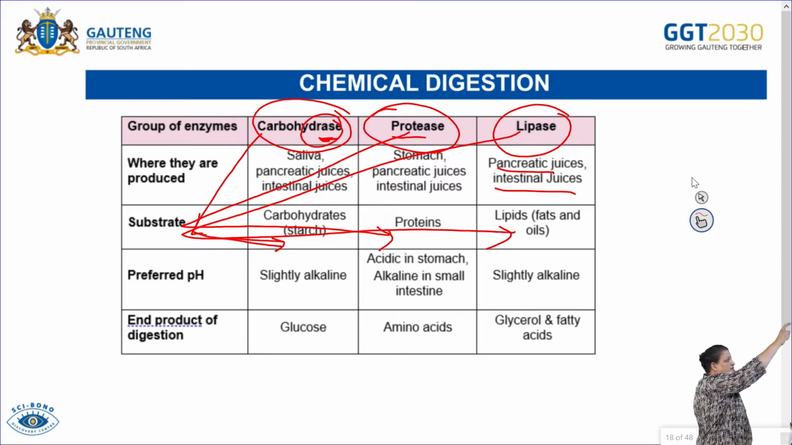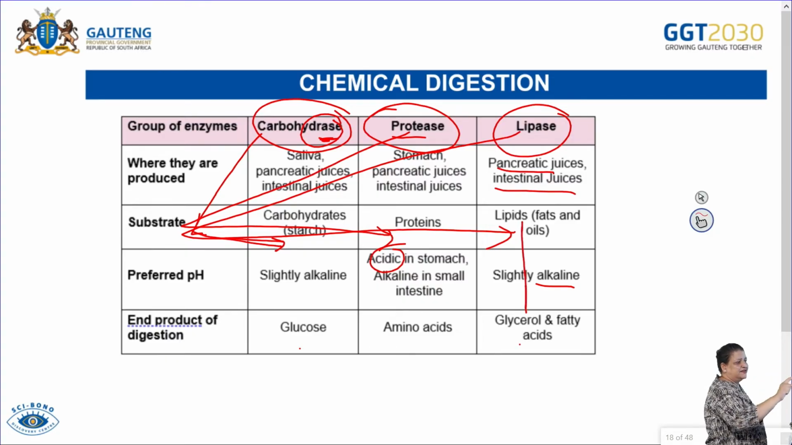Right. You may remember now, learners, that in the mouth it's slightly alkali. In the stomach it's acidic. And you find that in your intestine it's very, very alkali. So the end product of carbohydrates is glucose. The end product of proteins is amino acids. The end product of lipids is fatty acids and glycerol.